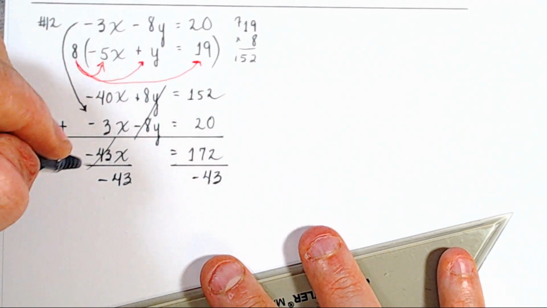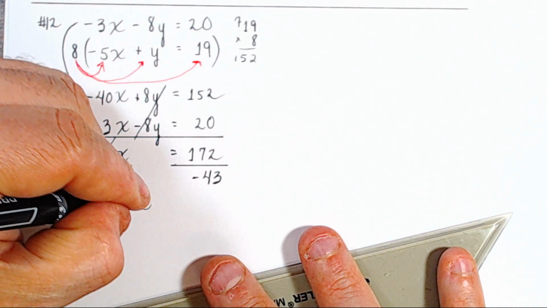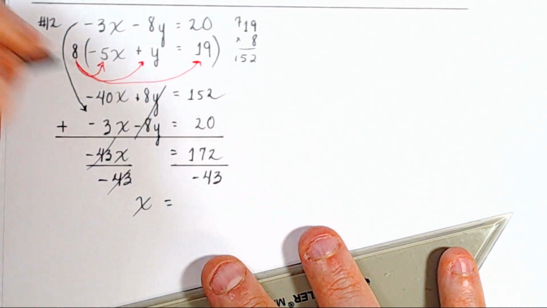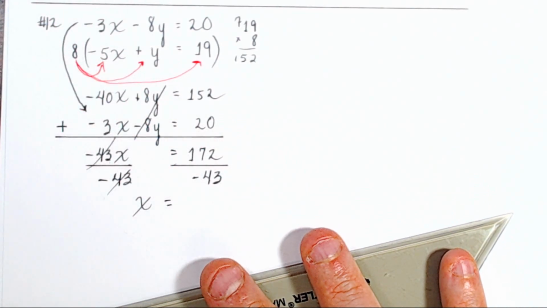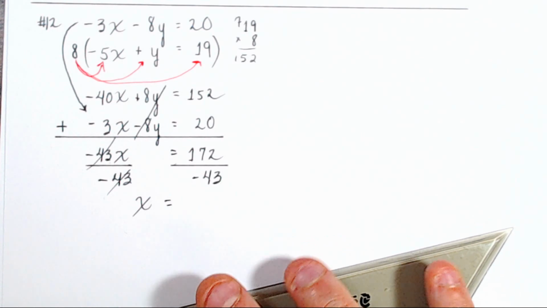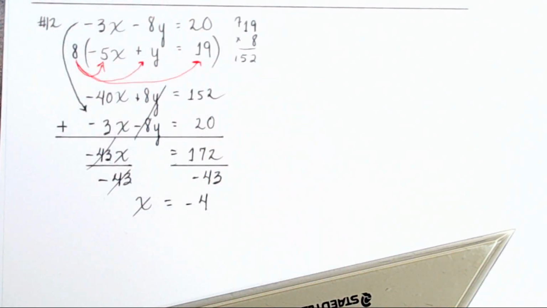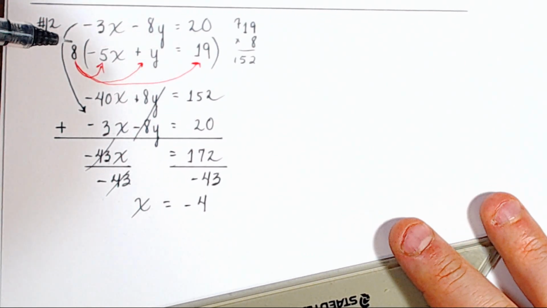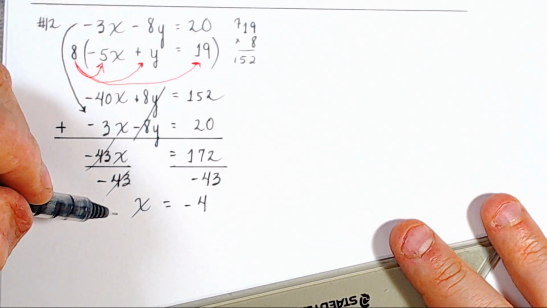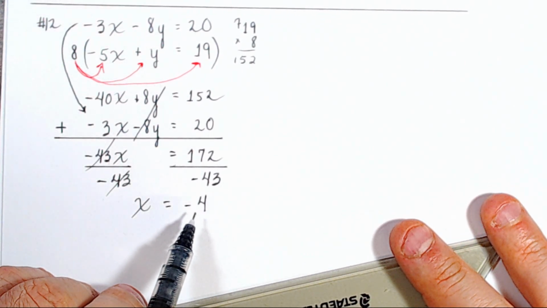So check that out in your calculator. 172 divided by negative 43 equals negative 4. So x equals negative 4. Anybody think that that was easier than all that we've been doing? It's still easier. It's faster. And it makes a little bit more sense. Okay, so now we have this negative 4 for x.